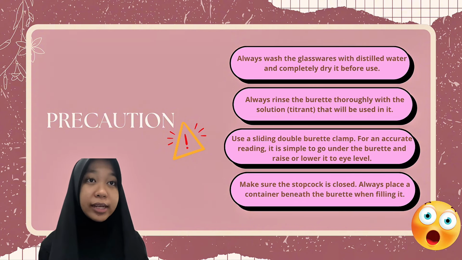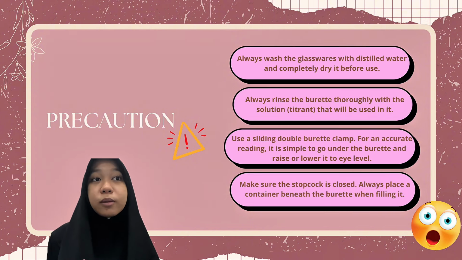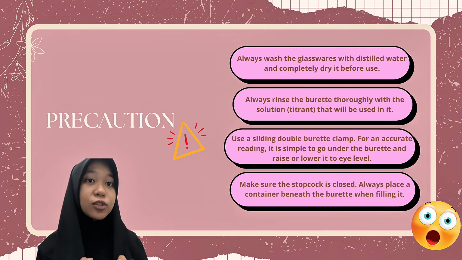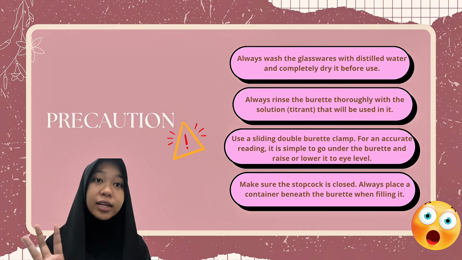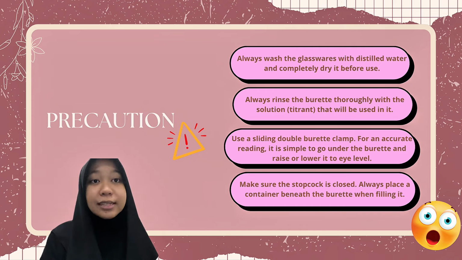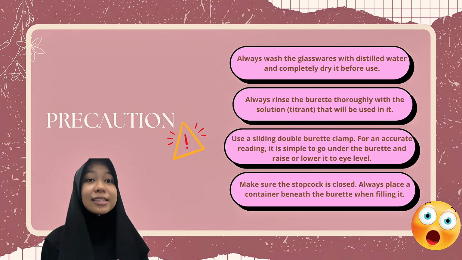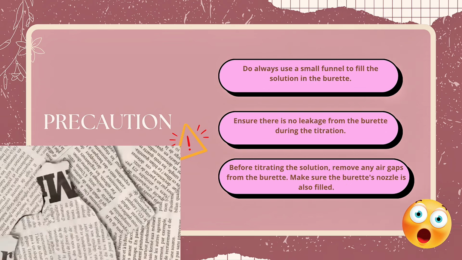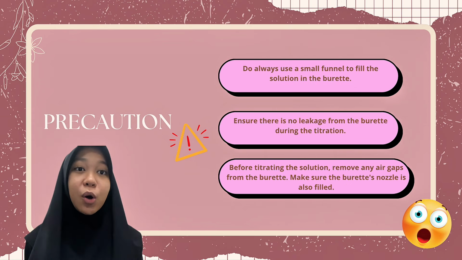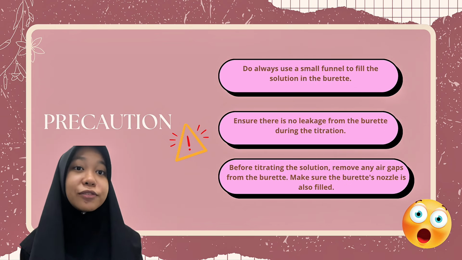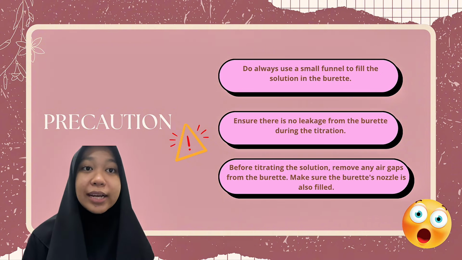For an accurate reading, it is simple to go under the burette and raise or lower it to eye level. Fourth, make sure the stopcock is closed. Always place a container beneath the burette before filling it. Next, always use a small funnel to fill the solution into the burette.